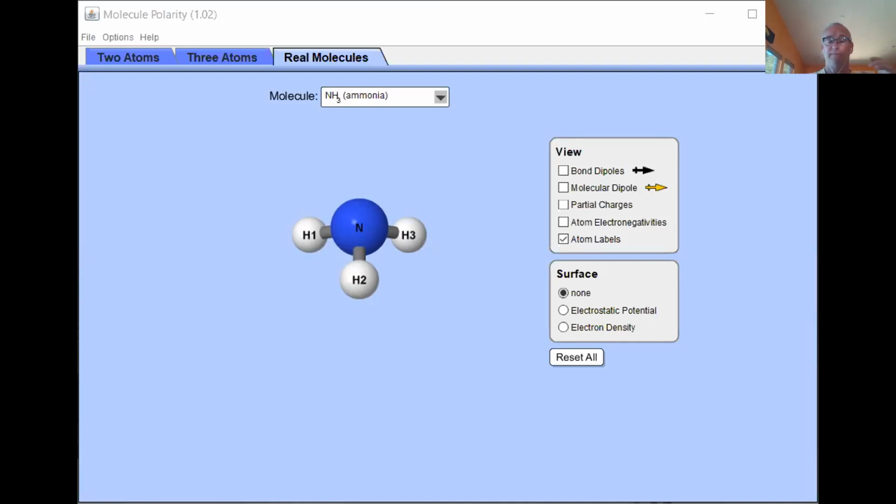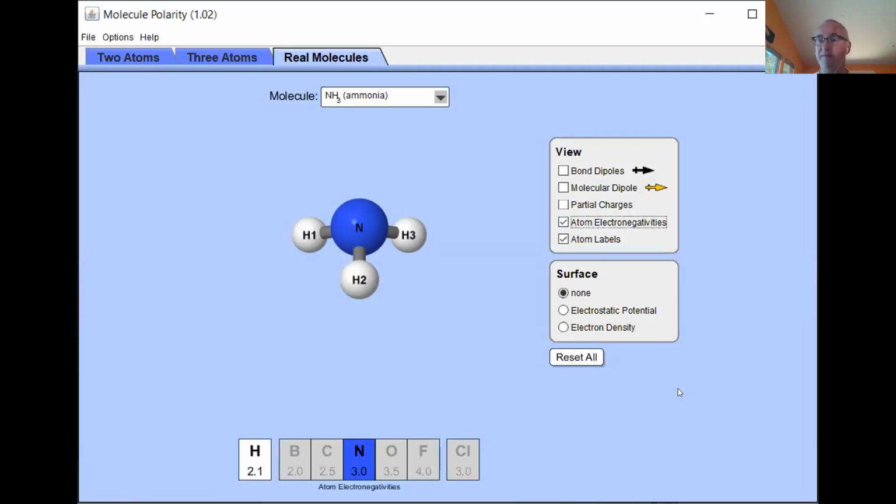But since the 3 hydrogens are not symmetric and around, you see they're sort of bent. They're on the bottom of the molecule, and the nitrogen is on the top. Let's look at the electronegativities. Now we see that nitrogen is almost as electronegative as oxygen. Not quite, but almost. So these bond dipoles are not going to be quite as strong as the water was, because water had oxygen-hydrogen dipoles, and these have nitrogen-hydrogen dipoles, so slightly smaller.